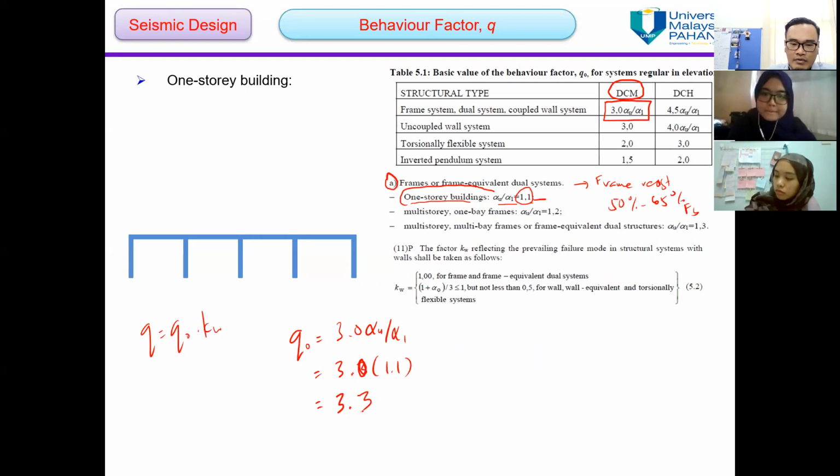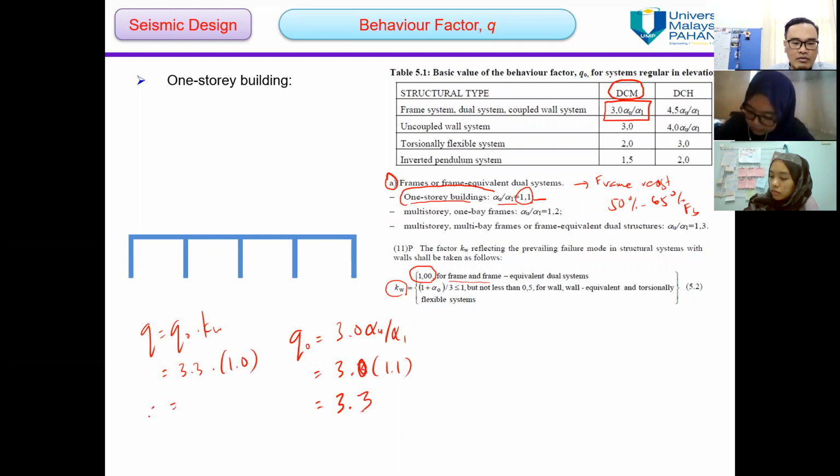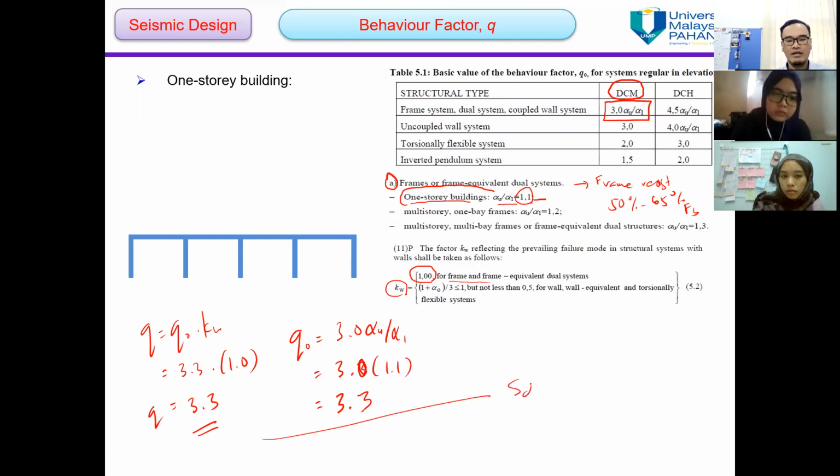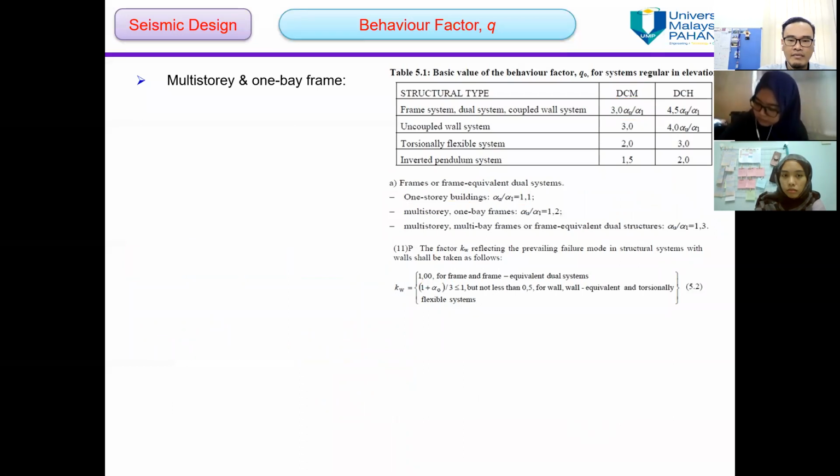Okay, this should be 3.3. And then for frame and frame equivalent dual system, the value of KW is equal to 1.0. So we make it here 3.3 times 1.0. So the Q is 3.3. Okay, that's how to derive the Q. And then you can go to the SDT1, depending on the value of T1. Okay. So next, for multi-story one-bay frame, let's say we stick with the DCM.